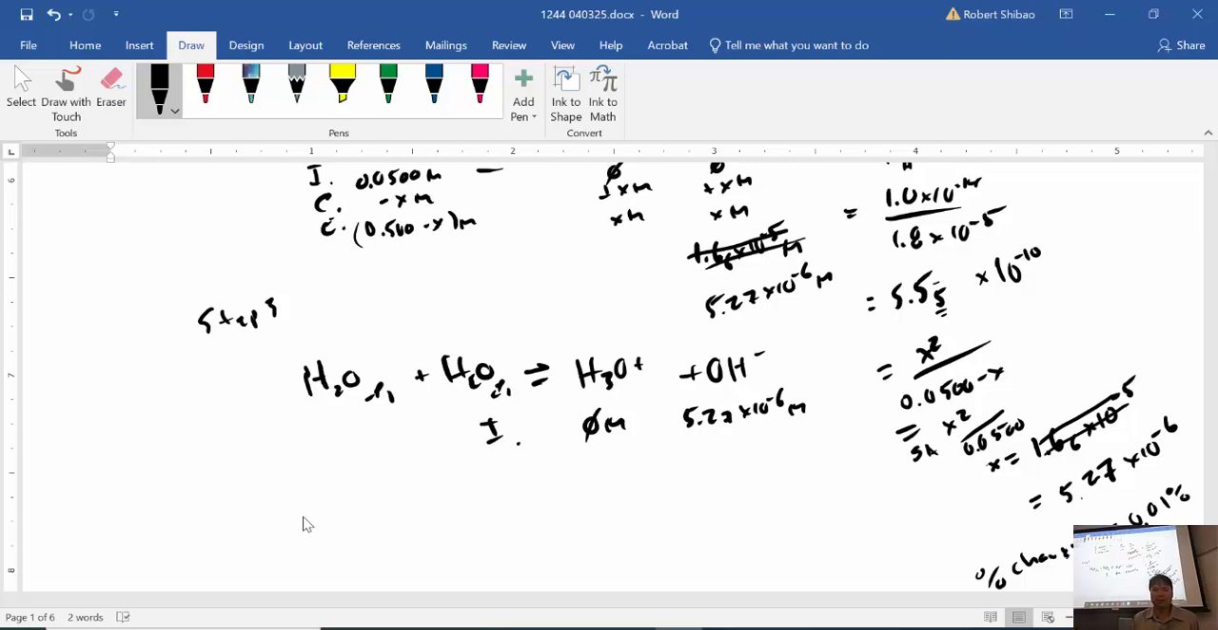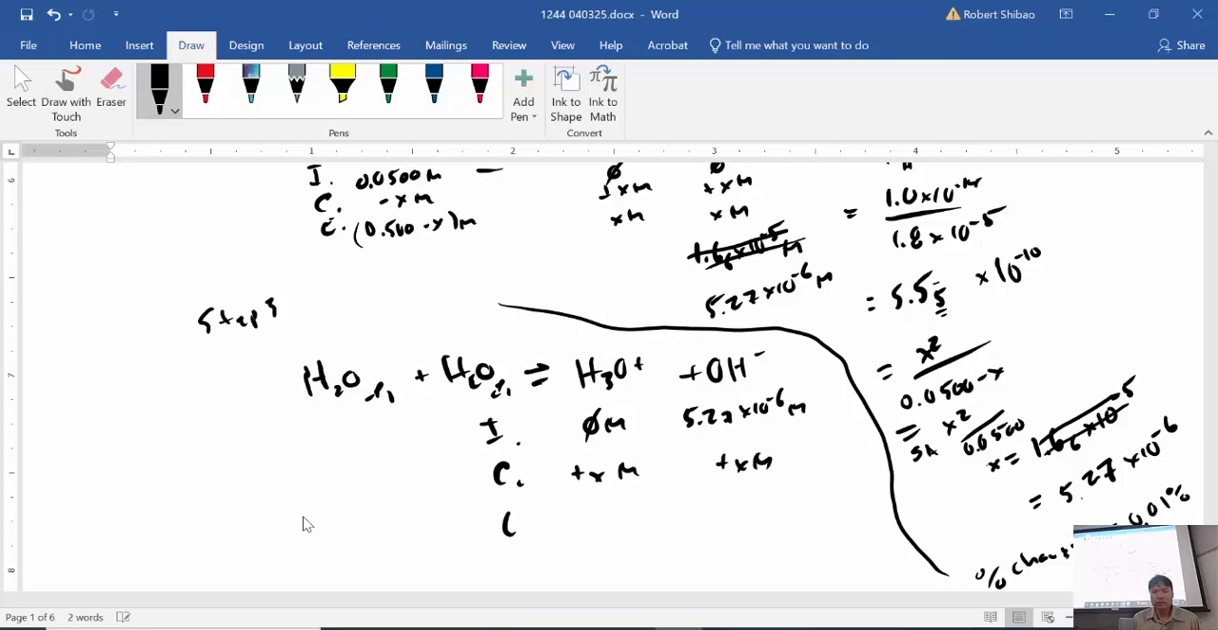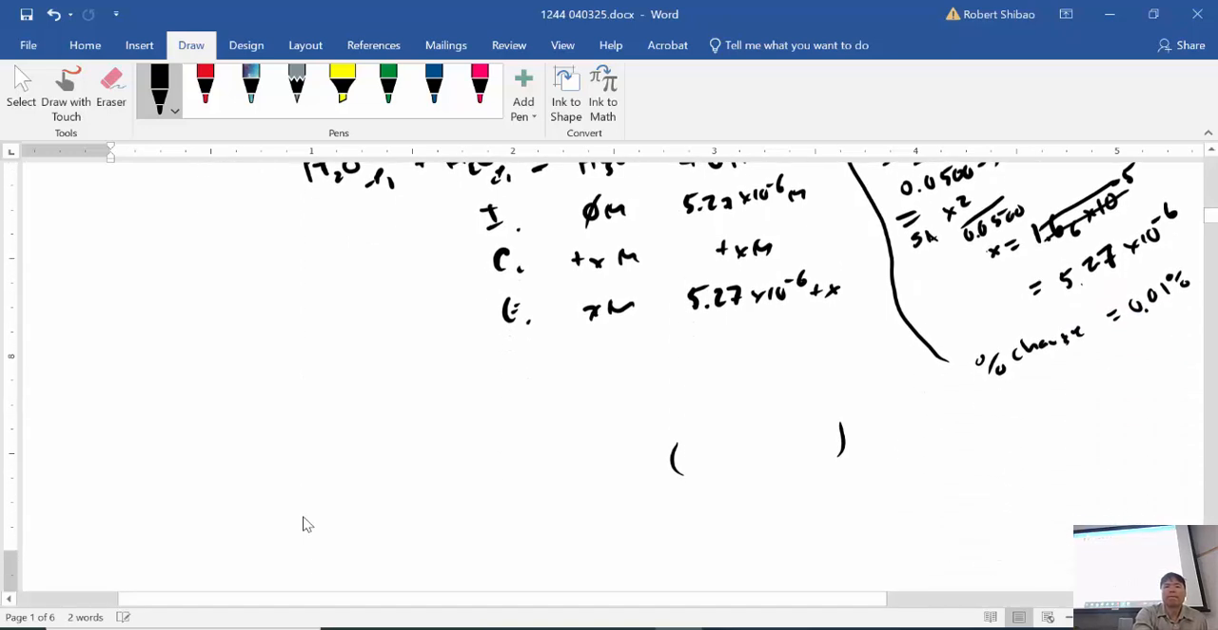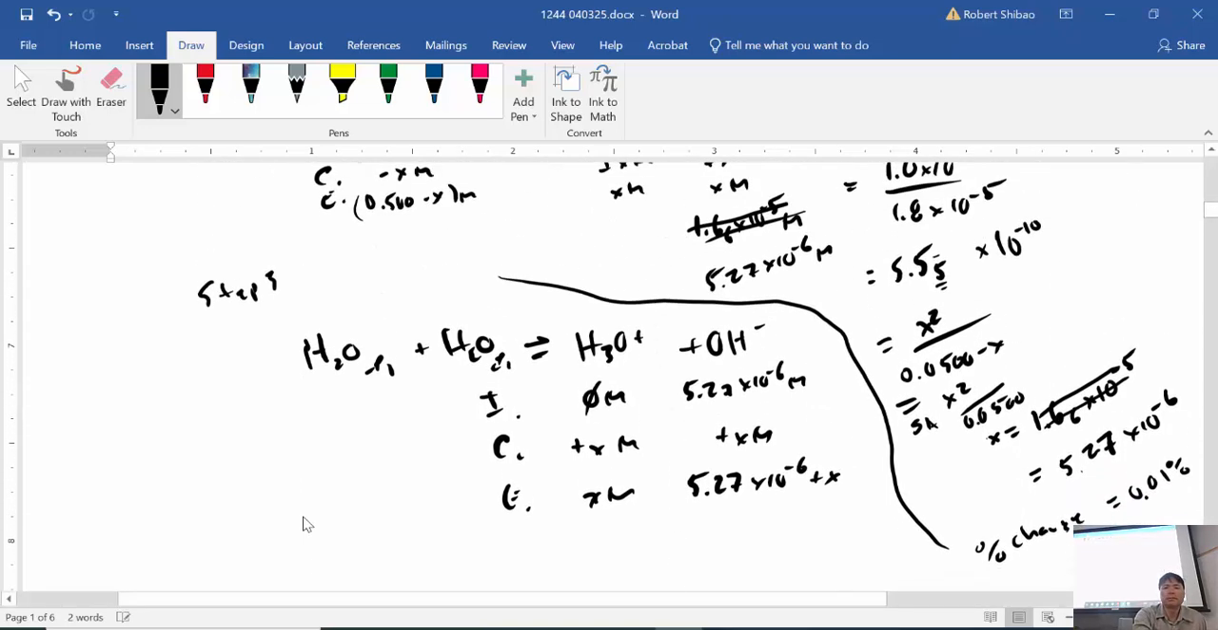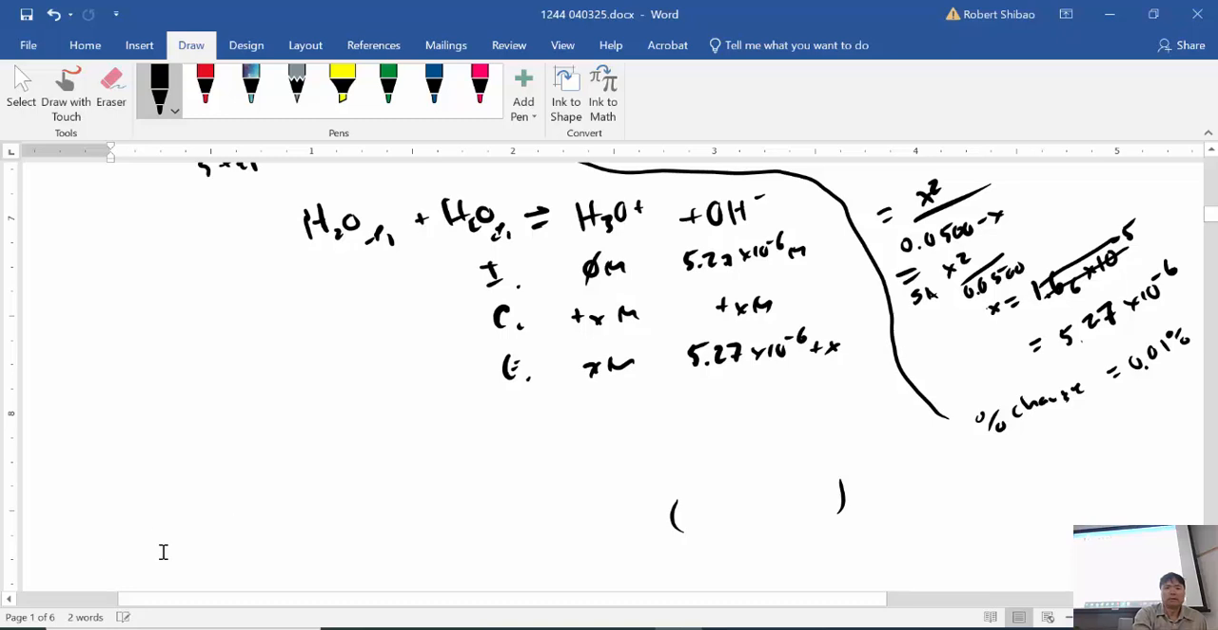So maybe we should consider it. I'm going to go ahead and consider it and see what happens. This is just a guess here. This is going to be plus x molar plus x molar. And so at equilibrium, I'm going to get x molar here and 5.27 times 10 to the minus 6 plus x over here. Oh, just lost my parentheses.